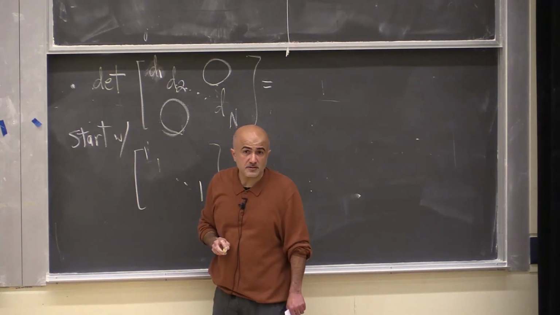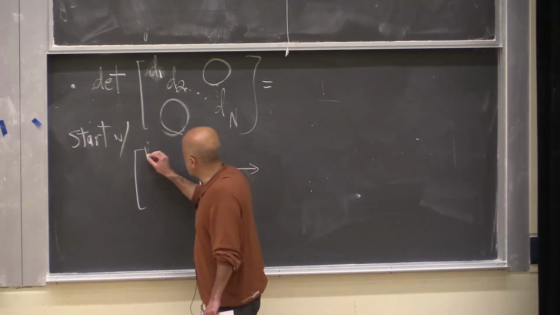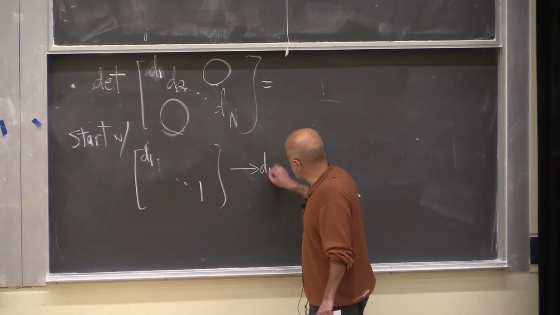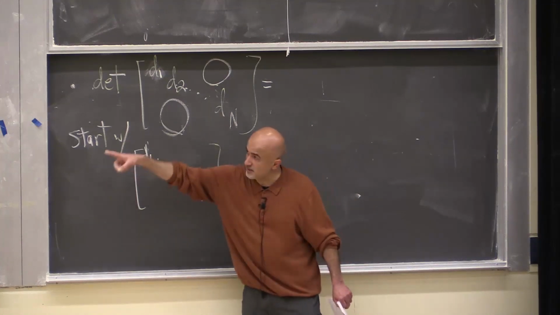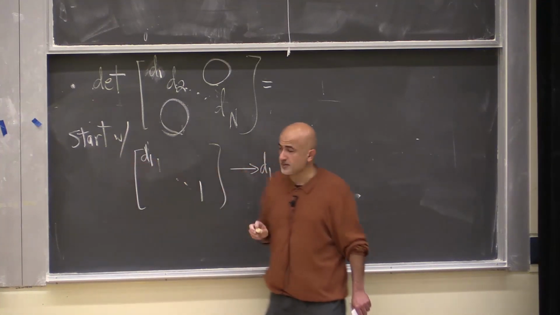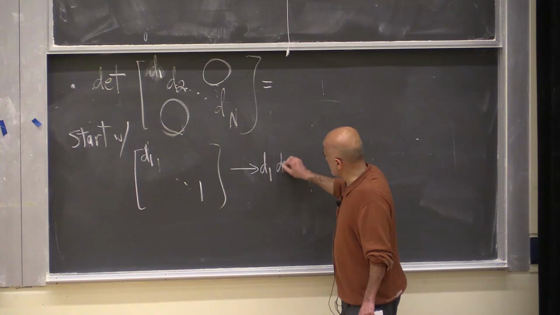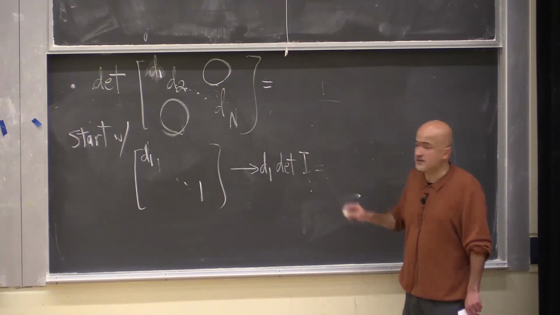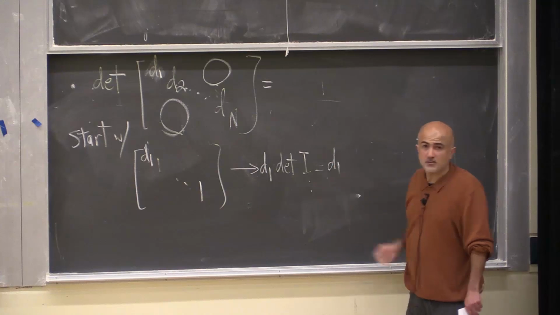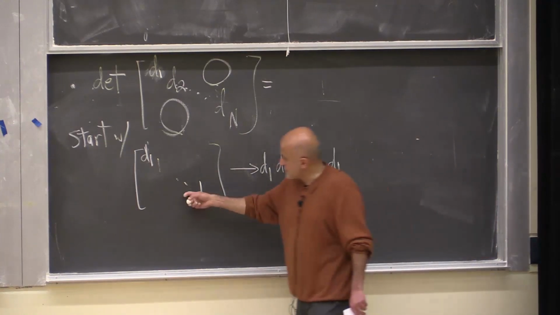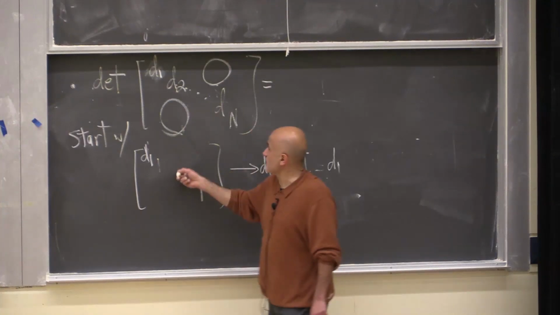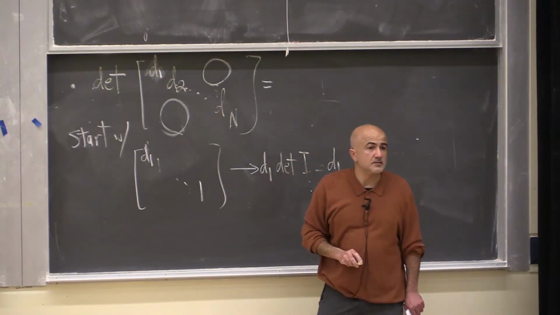Multiply the first row by D1. So this would be D1, then the D1 by the property 2A comes out, and it would be D1 times the determinant of the identity, and you know that the determinant of the identity is 1, so this is D1. Now you take this matrix and you try to insert D2. What do you do to this matrix to get the D2 in the right place?